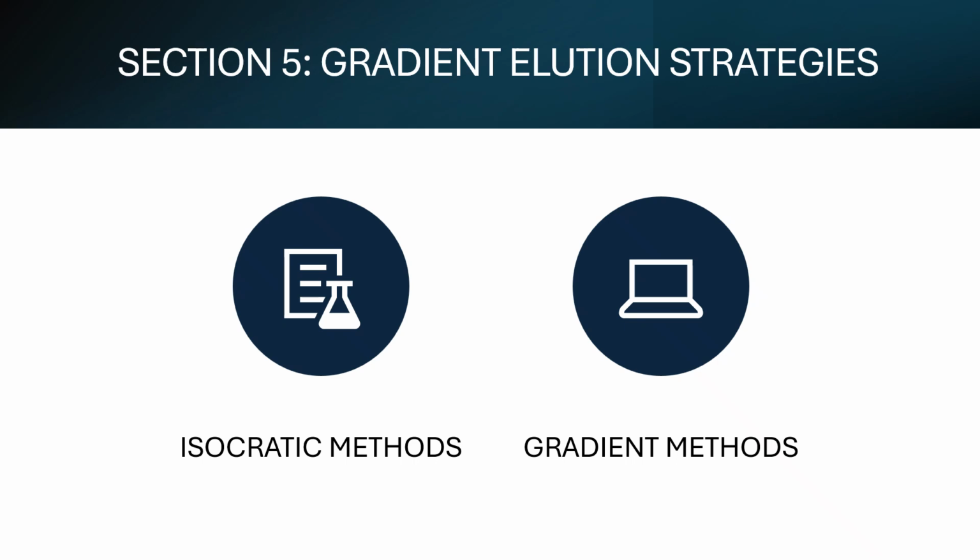Now coming to another most important parameter that is used to optimize your chromatography separation. That is your gradient elution strategies. Now in this there are two methods. First is isocratic method and second is gradient method. In isocratic methods, the same ratio of mobile phase is used throughout your analysis time.